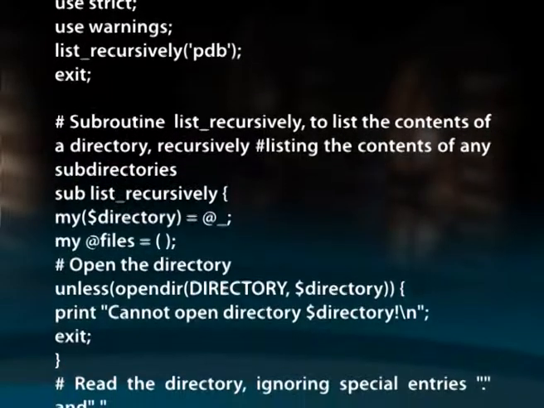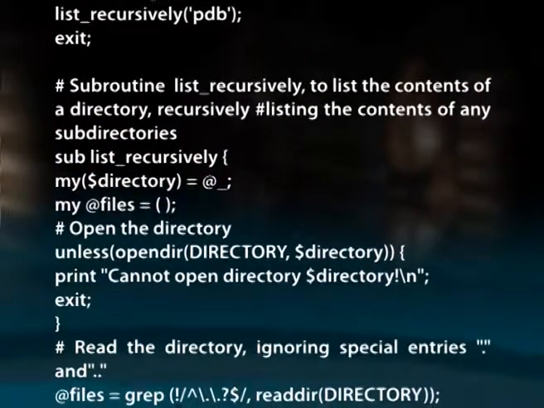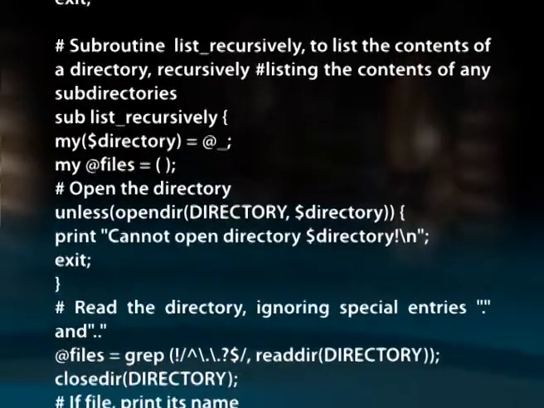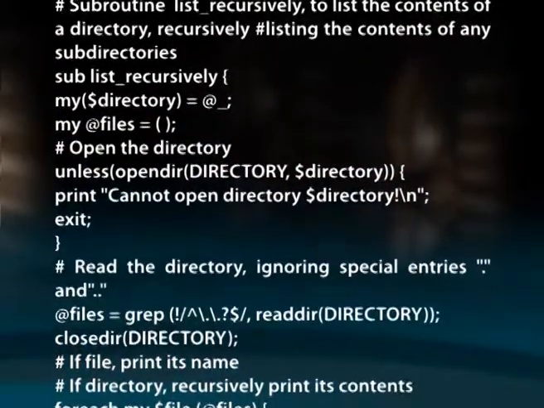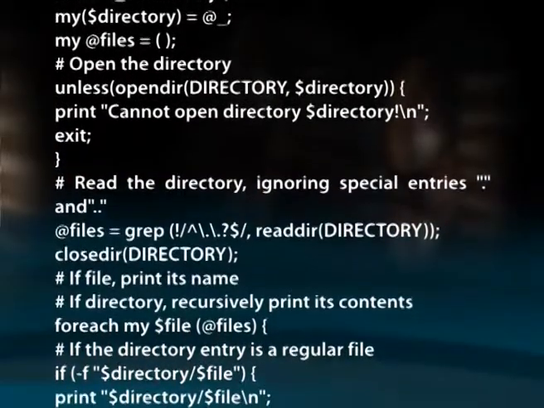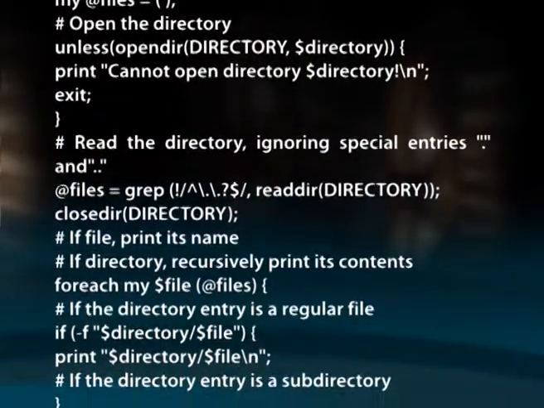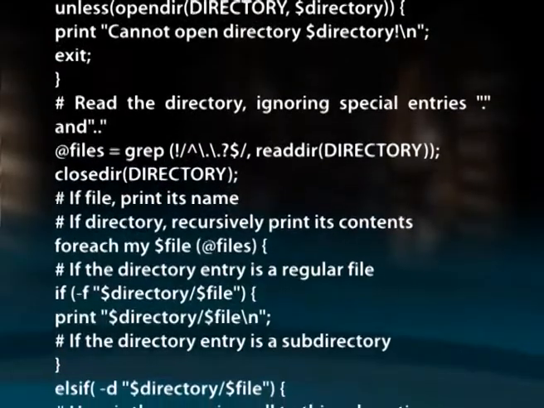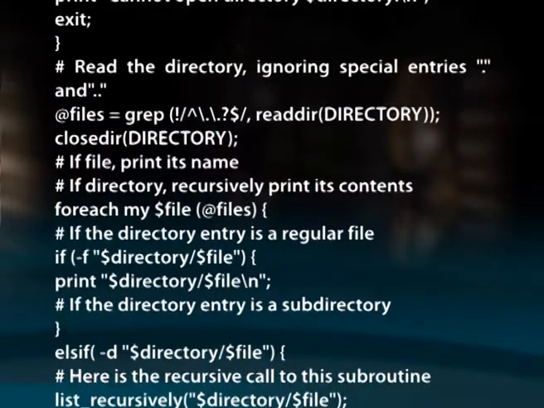$directory is a variable used to receive the argument passed to the subroutine. @file is an array. The argument received is opened using opendir and the contents are read using readdir, ignoring dot and double dot, which are stored in the array file.